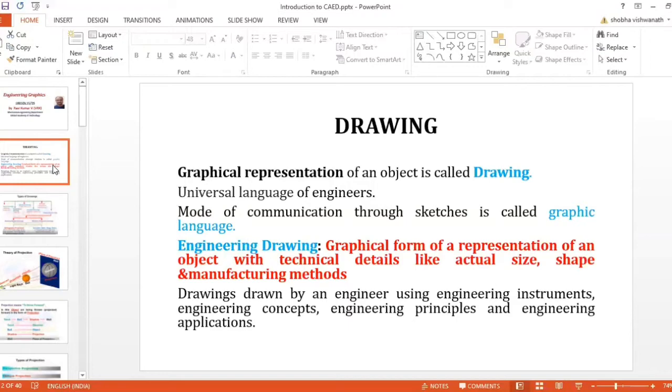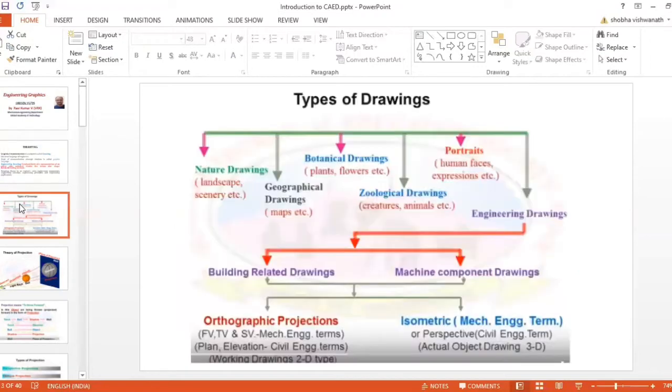Now let us see the different types of drawings. There are many different types, based on natural drawings, botanical drawings, geological drawings, geographical drawings, portrait drawings, and so on. Here you're going to concentrate more on engineering drawings. In engineering drawing, you usually classify two types: building related drawing and machine component drawing.